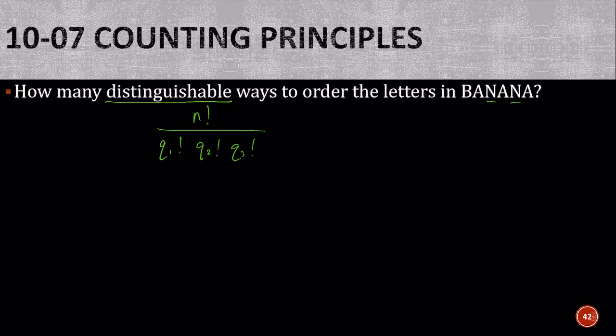N is the number of total objects, that would be the 6 letters in banana. And then the q's are how many times each thing's repeated. We can see the N is repeated twice. And we can see the A is repeated 3 times. And you don't have to put the 1 for the B because 1 factorial is just 1. And you put that in your calculator, and you end up with 60. So you could actually write out all the 60 options. I'm not going to for you, though.